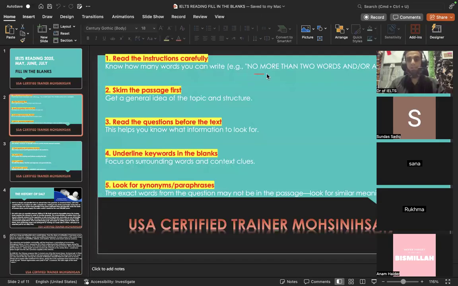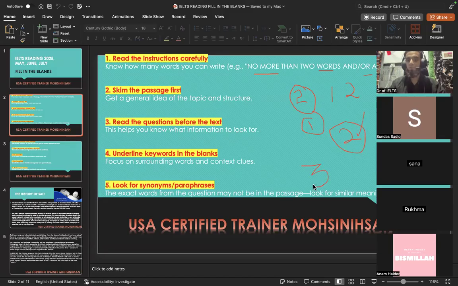That either one word is required, two words, or three words. But now in the 2025 exam scoring methodology, they can ask you to write one or two words, right? So let's suppose they ask you for two words, you can also answer in one word, okay? You can also answer in two words, that is fine.